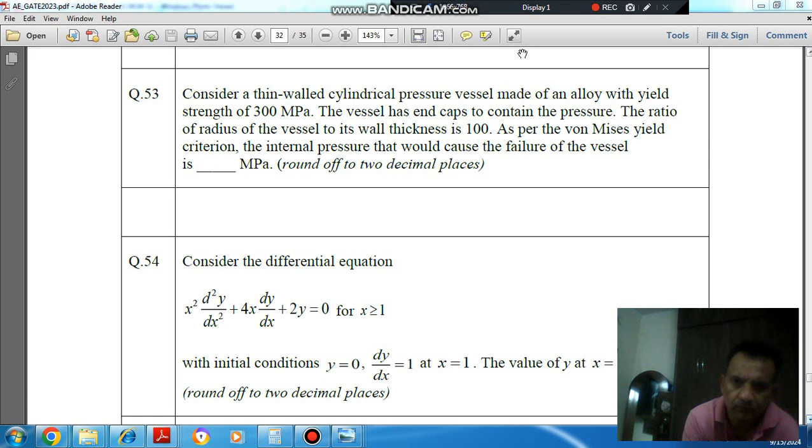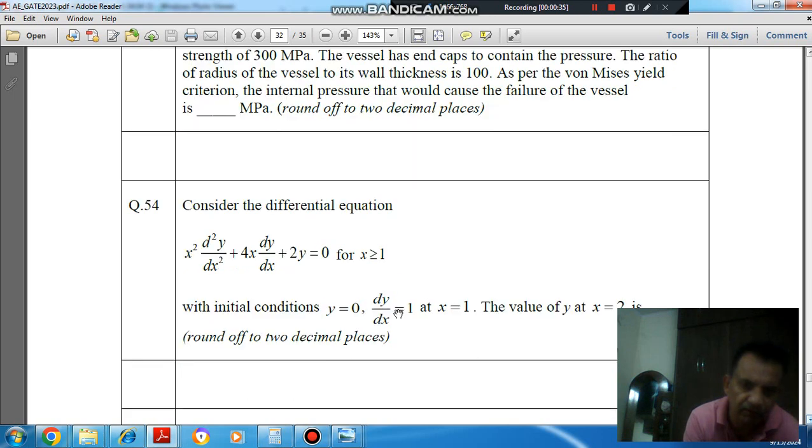Question number 54: Consider the differential equation x square d square y by dx square plus 4x dy by dx plus 2y is equal to 0, for x greater than or equal to 1, with initial conditions y is equal to 0 and dy by dx is equal to 1 at x is equal to 1. The value of y at x is equal to 2 is dash. Round off to 2 decimal places.